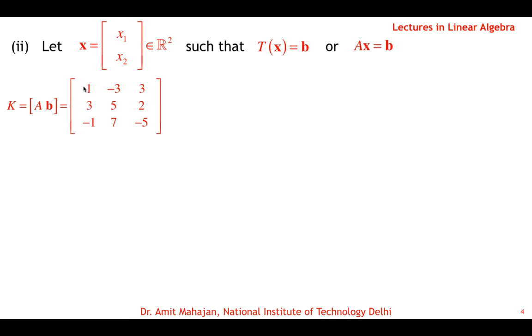This is the leading element, so make the elements at the 2,1 position and the 3,1 position 0. So row 2 minus 3 times row 1, and row 3 plus row 1. Row 2 minus 3 row 1 impacts row 2; this will make this element 0 and these two will change. Row 3 plus row 1 impacts row 3. So minus 1 plus 1 is 0, 7 minus 3 is 4, and minus 5 plus 3 is minus 2.